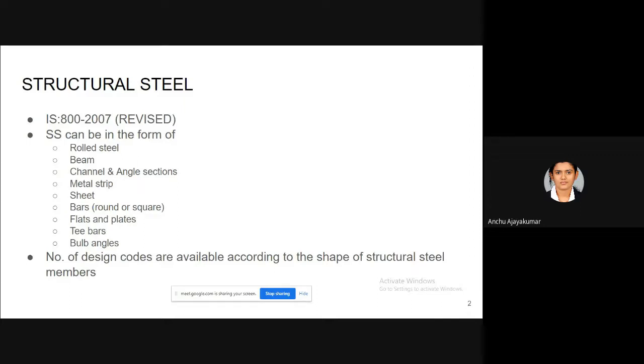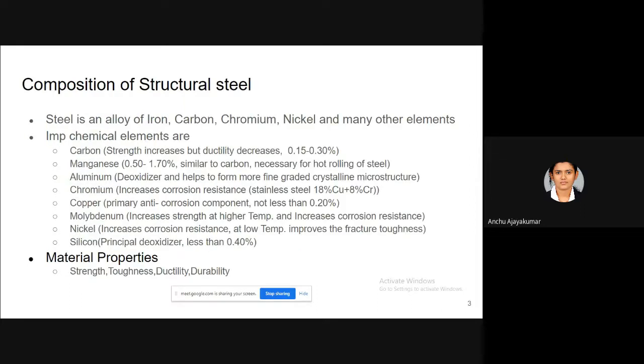The next question is on the composition of structural steel. You know that steel is not a single metal. It is an alloy of iron, carbon, chromium, nickel, and many other elements. The chemical elements, their proportions or ranges in that particular member, and their functions are another GATE-oriented question area.